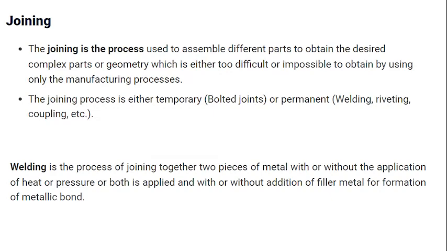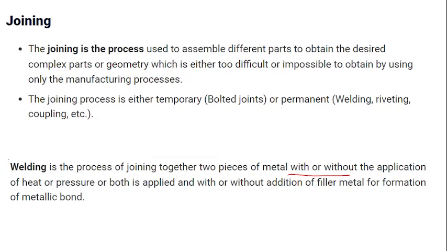Joining process can be either temporary, maybe if you are using some bolts or rivets, or it can be permanent if you are doing welding. So what is the joining process? To assemble, to join the different parts. That is joining. Then welding is the process of joining together two pieces of metal with or without the application of heat, and with or without the application of pressure, or both, and with or without addition of filler material for formation of a metallic bond. So here joining is the vast category, and welding comes under the joining.